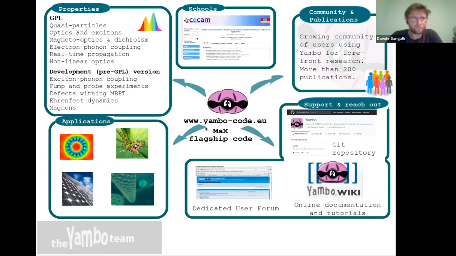Now we have a website, which is the one you see in the middle. Starting from the website, you can also find the link to the user forum. There is a wiki with tutorials. And then there is a Git repository, which is hosted on GitHub. We regularly organize schools on the use of the code, for example, CECAM schools or schools like this one, either fully focused on the Yambo code or in collaboration with other codes. And there is a growing community of users which we try to support through schools and the forum.